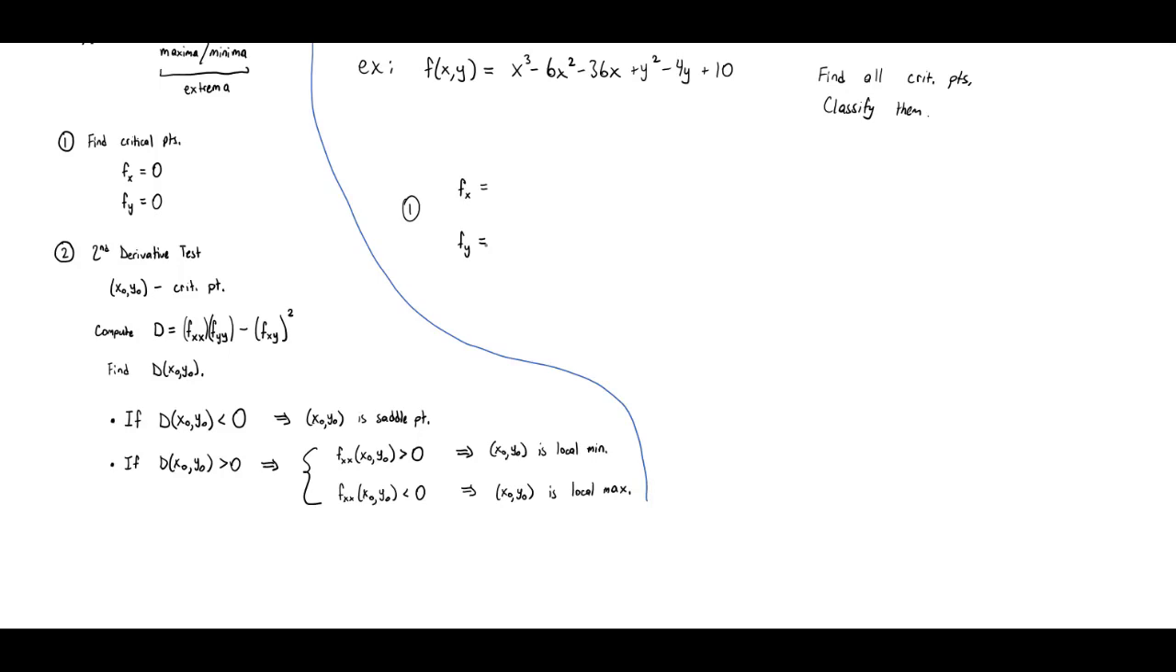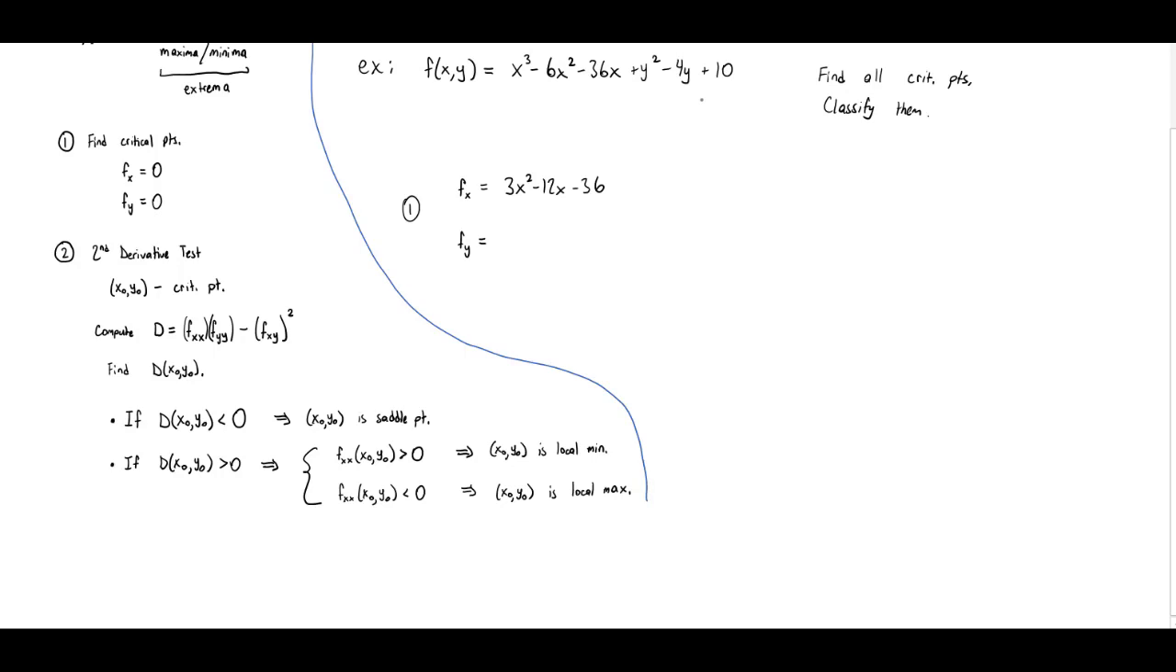So getting the partial derivative with respect to x, we'll get 3x squared minus 12x minus 36, and looks like that would be it, all right?